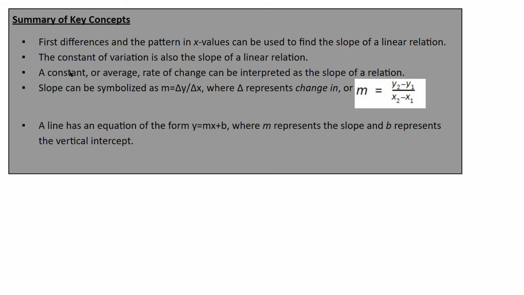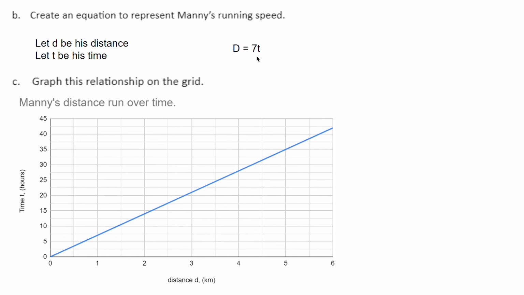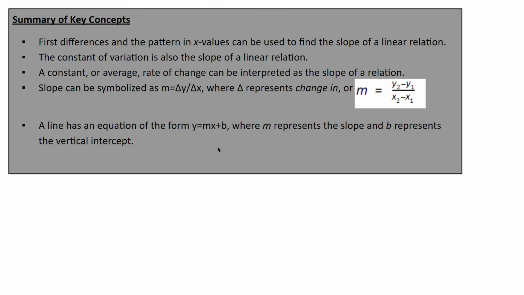Now a constant, or average, rate of change can be interpreted as the slope of a relation. So that means that on average, Manny was running 7 kilometers an hour from when he started running to 6 hours after he started running. On average, his speed was 7 kilometers an hour.